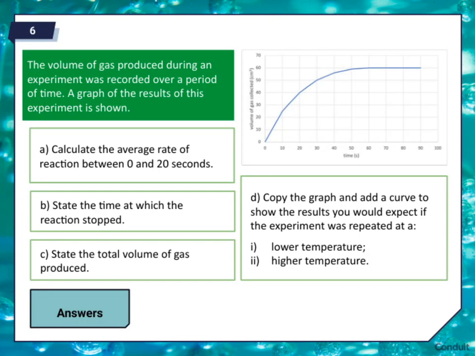Here, we're looking at how to analyze the data from a gas production experiment. First, we need to calculate the average rate of reaction during the first 20 seconds. That gives us a sense of how fast things are happening early on. Then, we identify the time when the reaction stops and state the total volume of gas produced. Finally, we imagine how the graph would change if we repeated the experiment at lower and higher temperatures, adding curves to show those expected results. This helps us understand temperature's impact on the reaction.